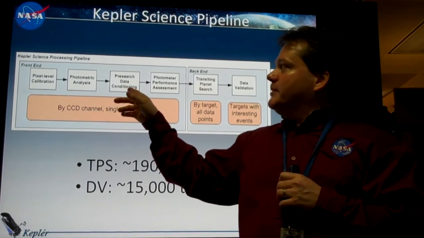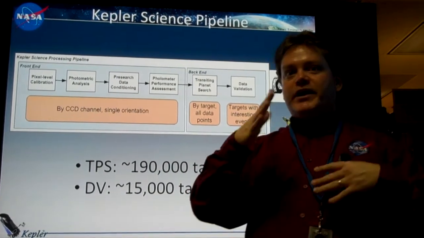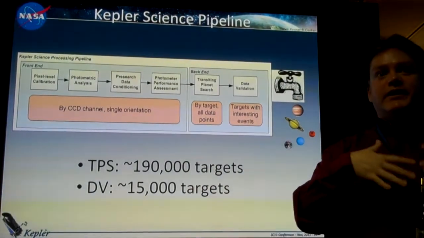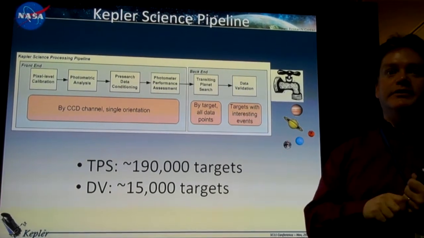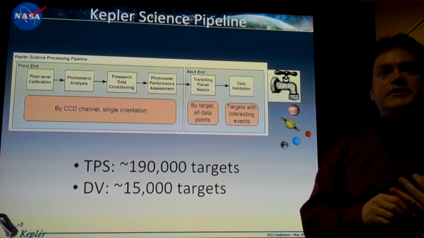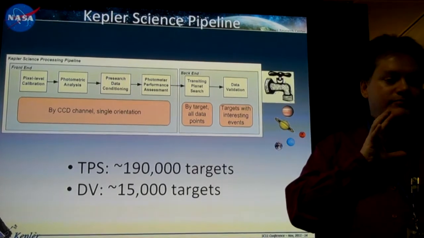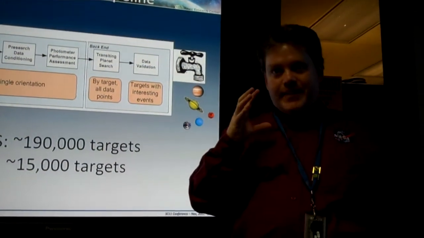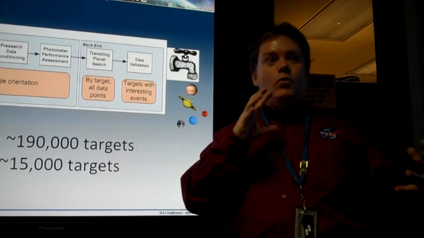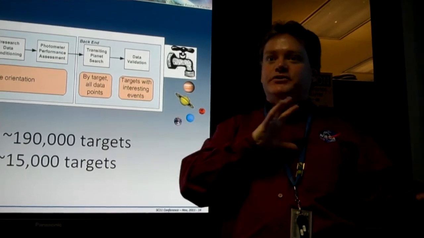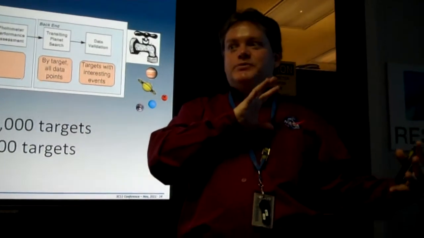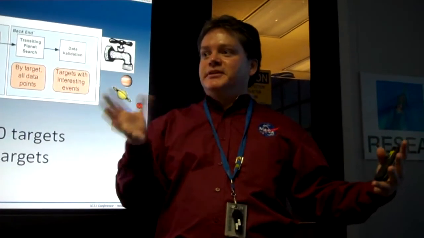We also do something called pre-search data conditioning, which is correcting, once we have these light curves, a lot of the artifacts that are introduced by the spacecraft and the astrophysics. For example, the back of the spacecraft is getting hit by the sun and getting warmed, and we found out after launch that that slight thermal change was enough to change the focus of the spacecraft.